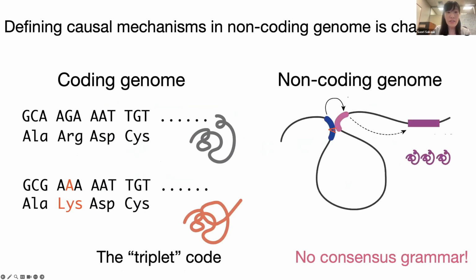However, in the case of the non-coding genome, we do not yet have an easily generalizable grammar regarding the consequence and impact of a genetic variant on gene regulation. For example, this allele A may regulate a very distant gene by long-range interaction in a very specific context or cell type, but this is not easily generalizable.